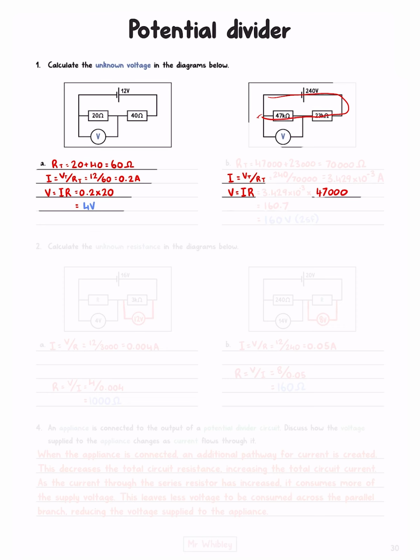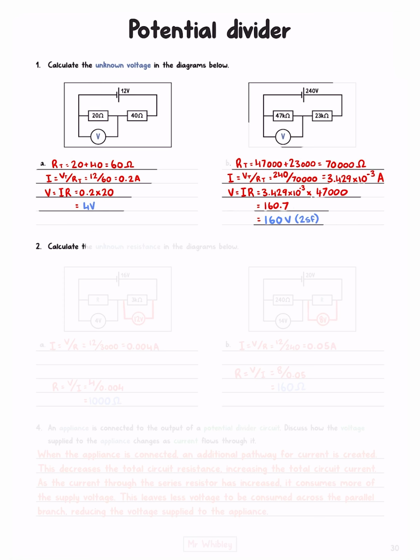Our voltmeter is not part of this circuit. The current does not flow through the voltmeter. We can find our total resistance, noting that this is a series circuit, so our resistances sum together to give us 70,000 ohms. Putting in our voltage and our total resistance gives me 3.429 times 10 to the minus 3 amps. Putting that into our V equals IR equation gives us 160.7, or 160 volts to two significant figures.